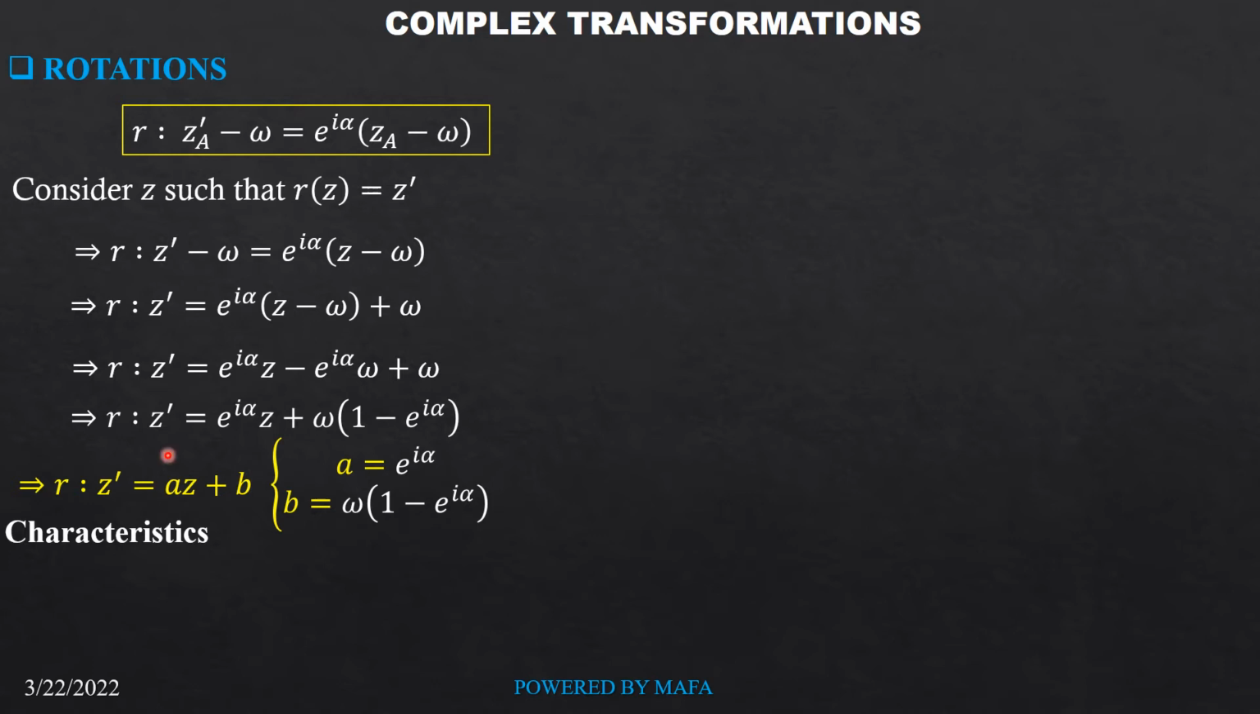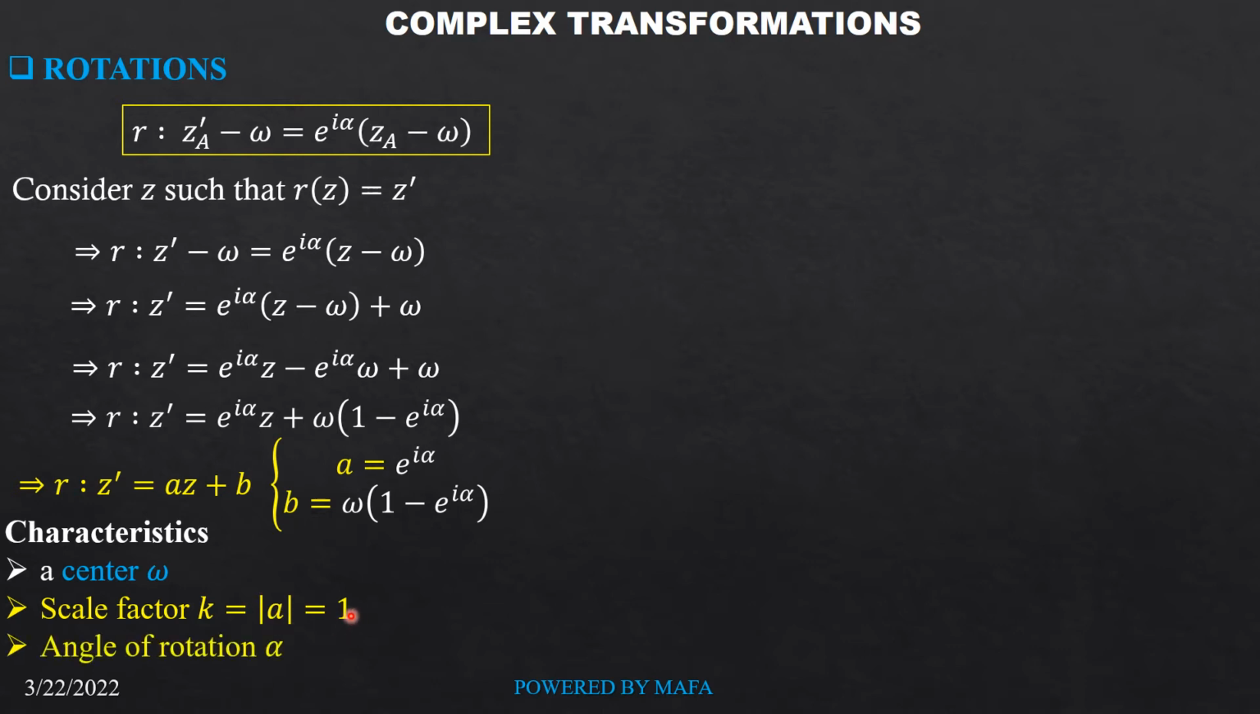Okay, so characteristics of this rotation. This transformation is a rotation of center omega, that's the affix of the center. The scale factor k is equal to the magnitude of the complex number a, and it is always equal to 1 for a rotation. Next, my angle of rotation is the angle alpha. Alright, so that is it for that transformation, which is a rotation.